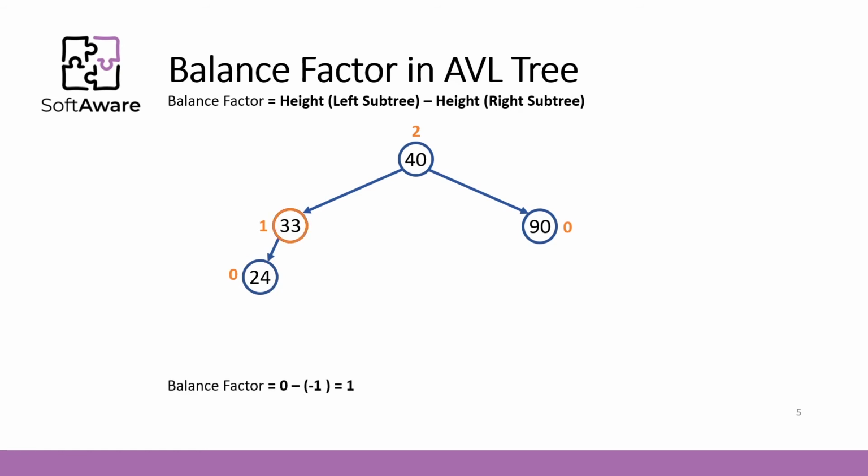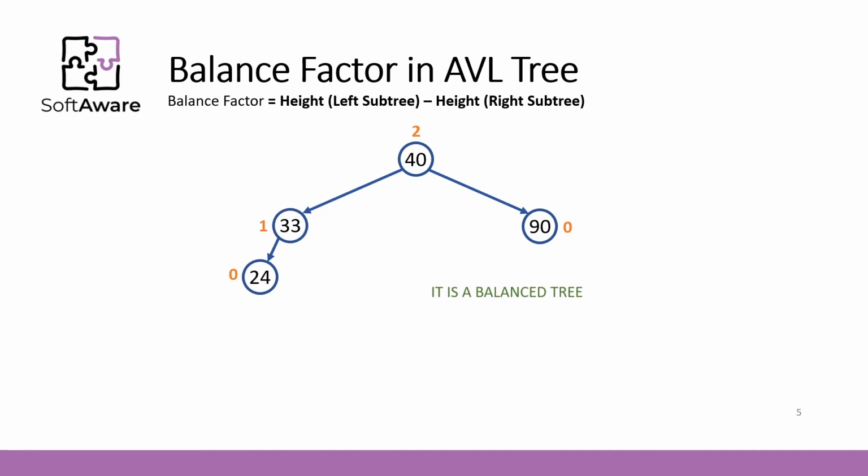Node with a key value of 33, again, height of left subtree of node 33 is 0, and right pointer of 33 is null, which will return -1. So 0 minus -1 will be equal to +1, so it also doesn't violate our AVL tree. Next, the root node with key value of 40, height of left subtree is 1, and height of right subtree is 0. 1 minus 0 is equal to 1. So at this current state, we have a valid AVL tree, which is also a balanced tree.